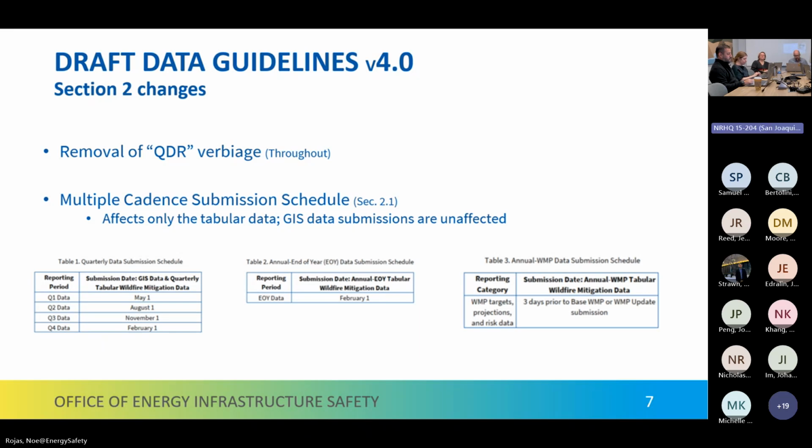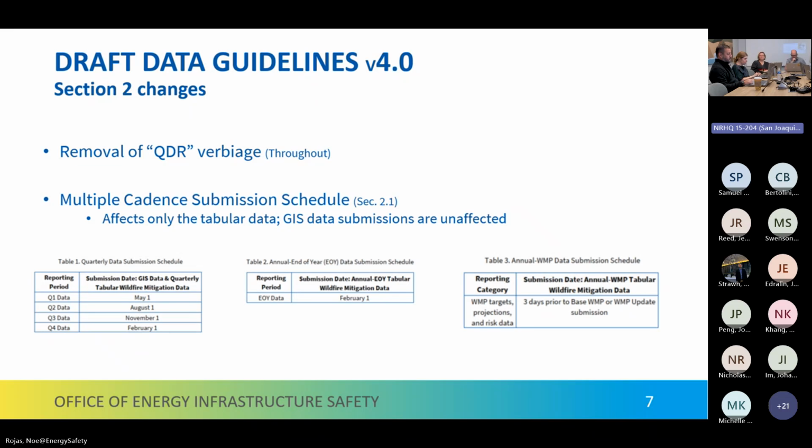One of the main changes in this version revision is the switch to multiple submission cadences. I want to first point out that this only affects the tabular data. The GIS data submission is unaffected. The 3 cadences: first, what you're most familiar with, quarterly data submission. The dates for quarterly submission remain unchanged. That cadence is the same.